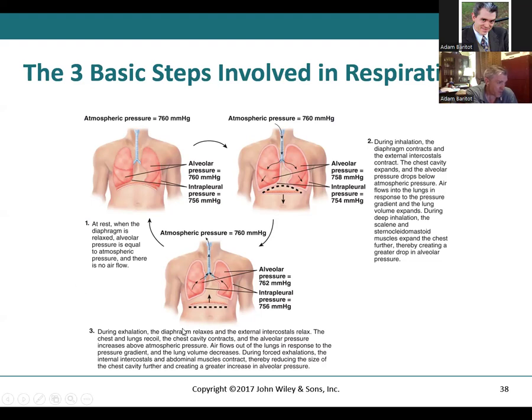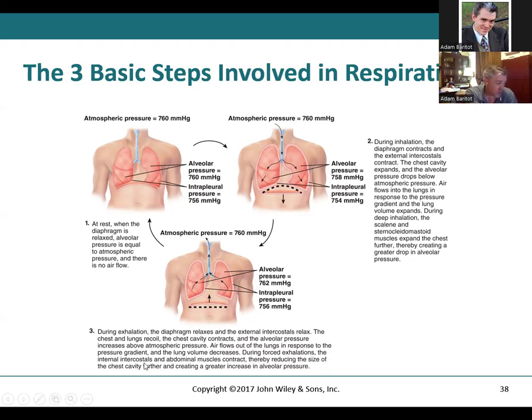During exhalation, the diaphragm relaxes and the external intercostals relax as well. The chest and lungs recoil, chest cavity contracts, and alveolar pressure increases above the atmospheric pressure. One of the muscles to do that is transverse abdominis. Air flows out of the lungs in response to the pressure gradient, and the lung volume decreases. They get smaller.